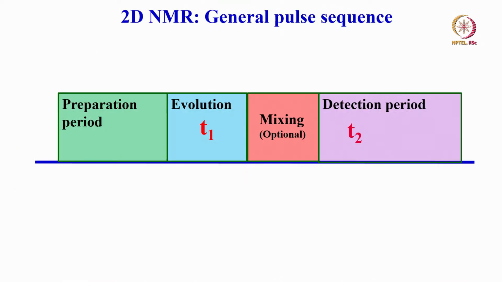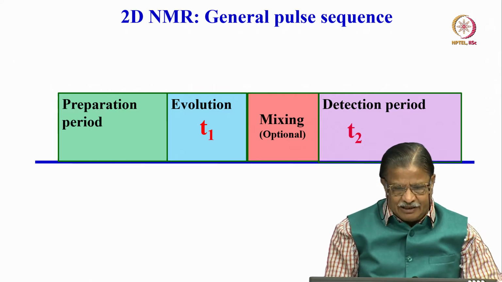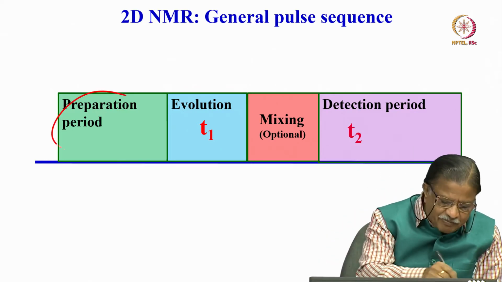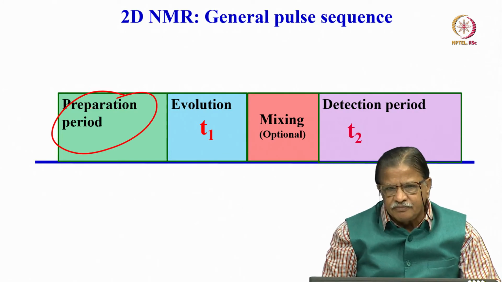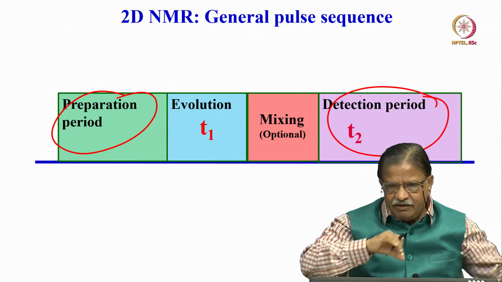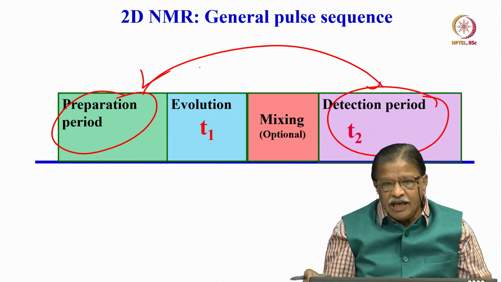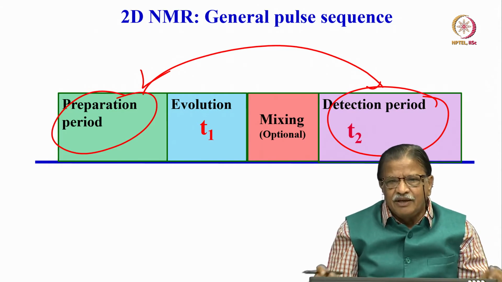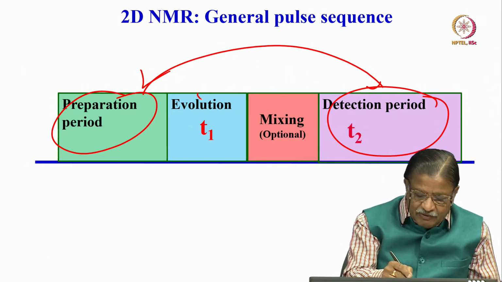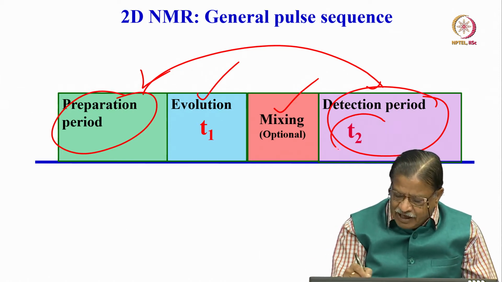What is a 2-dimensional NMR? The general pulse sequence for a 2-dimensional NMR is given like this. We have a preparation period like we had in 1D, and we have a detection period where you collect the FID as in 1D. These two are common to both 1D and 2D. In between we have brought in two things, two periods. One is called the evolution period, the other is called the mixing period.